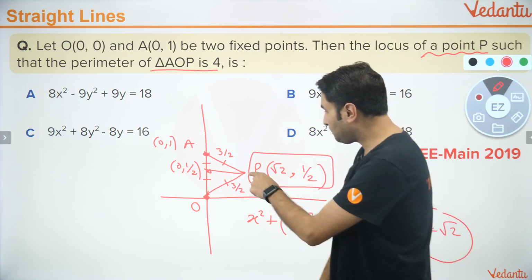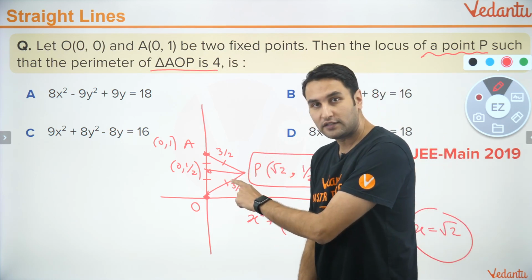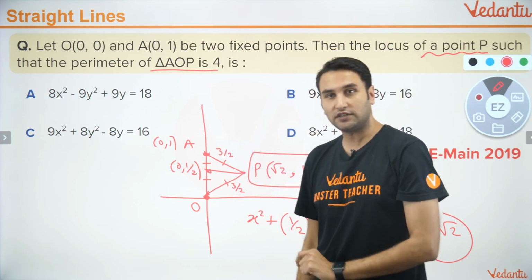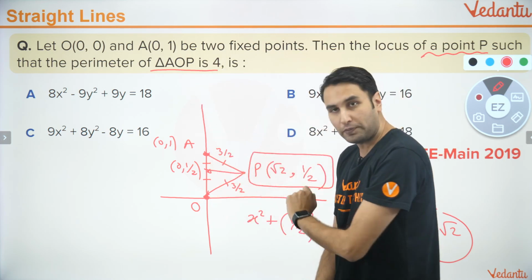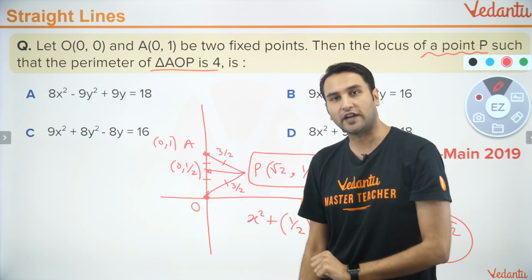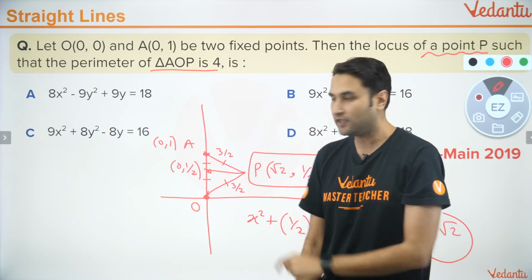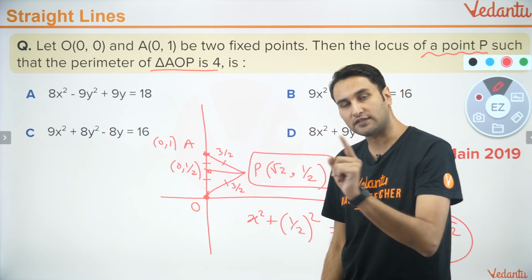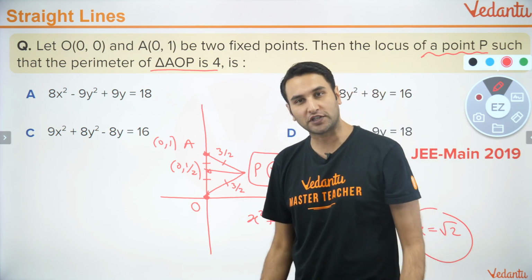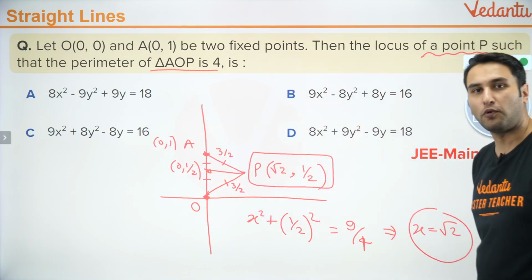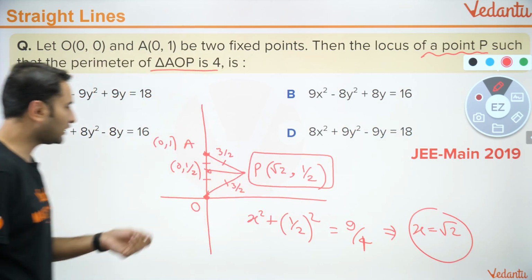पक्का, क्योंकि P कैसा है? P is a point which satisfies the given condition. So there is a triangle AOP such that the perimeter of the triangle is 4. वो तो दिख ही रहा है आपको यहाँ पे. So P is one of the points of the locus. So P should satisfy the options. अब satisfy करके चेक कर लो, बहुत इजीली चेक हो जाएगा.